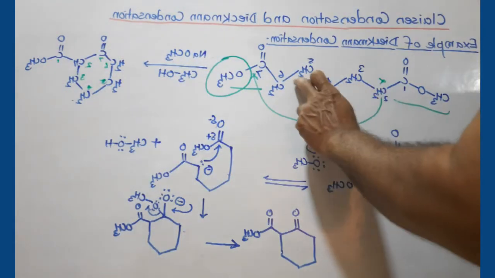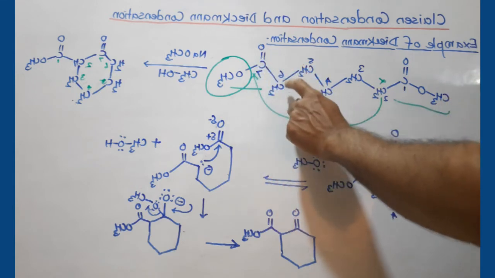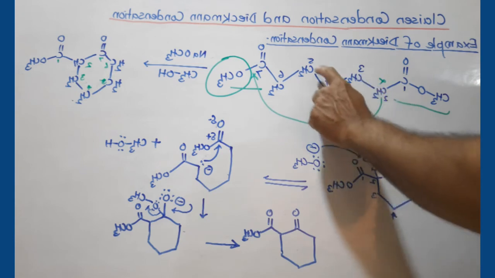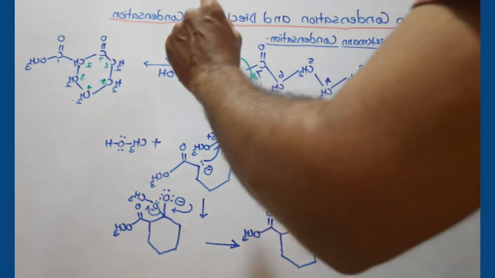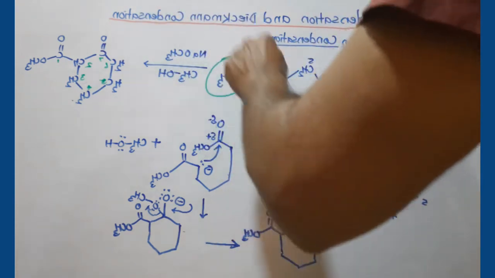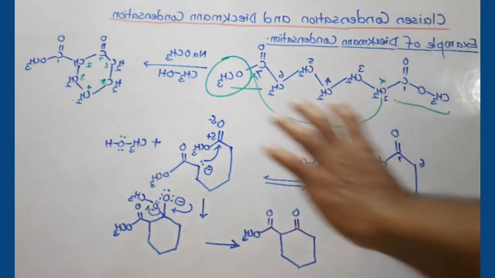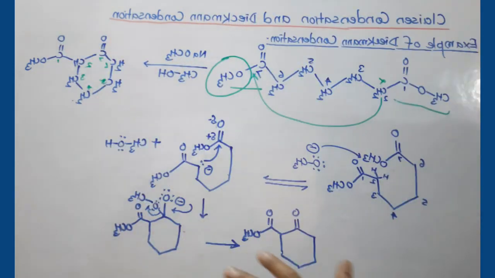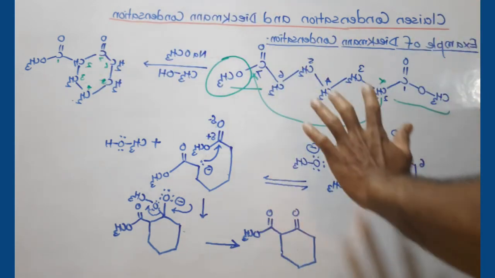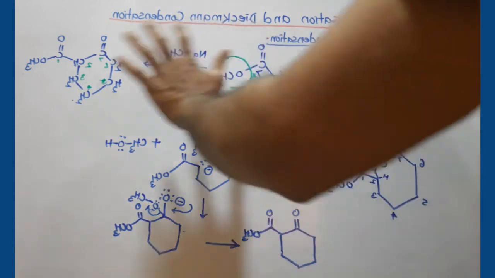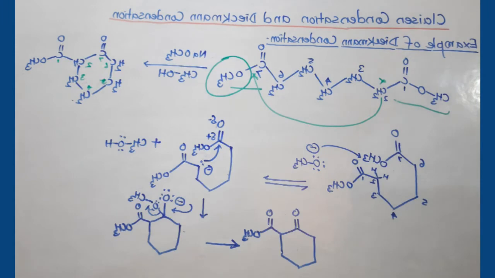If there are 4 carbons in between, then the 6th carbon will have the carbonyl group. So there will be 1, 2, 3, 4 and 5 carbons. So you just draw a pentagon, and at the 6th carbon you have to write the carbonyl group. So in this way, by using this Dieckmann condensation, you can prepare a 5-membered ring or 6-membered ring. You can practice by considering another example where 1 carbon atom less at home in your book. So you can prepare a 6-membered ring or 5-membered ring in Dieckmann condensation.